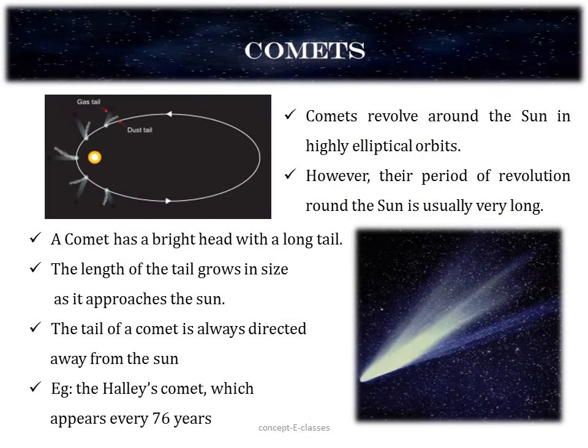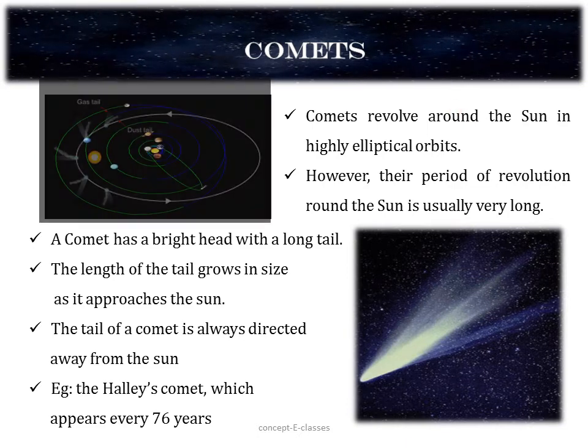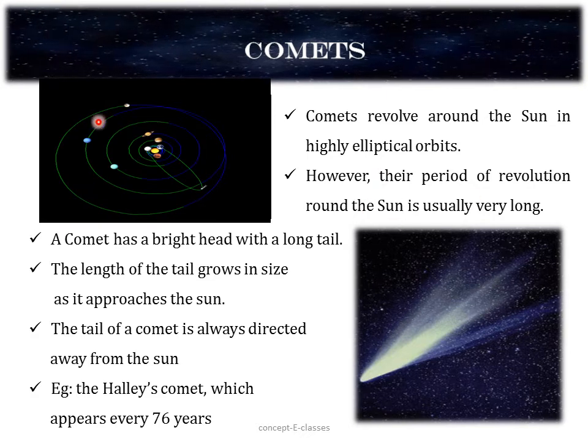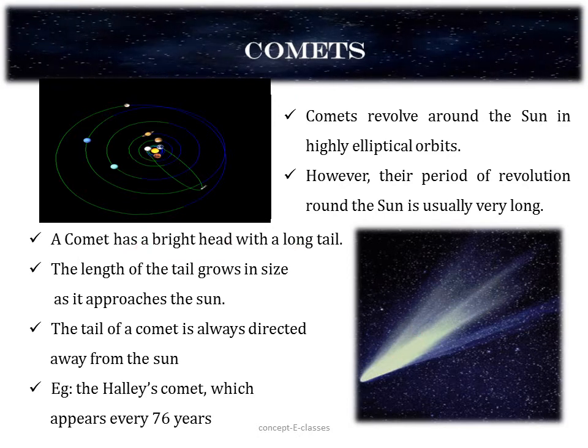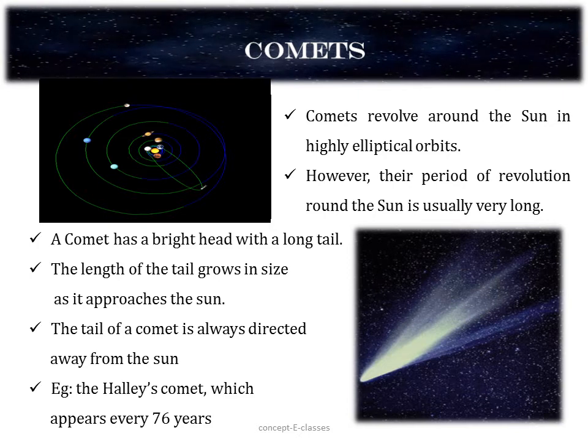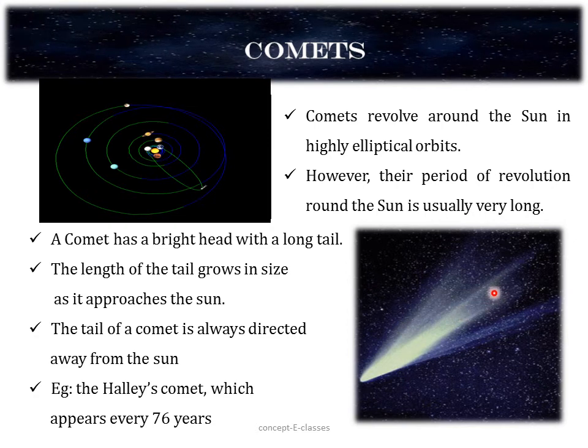The comets are also members of our solar system, and they revolve around the Sun in highly elliptical orbits. However, the period of revolution around the Sun is usually very long. That is, it takes a number of years for them to complete one revolution around the Sun. Now, the comet has a bright head with a long tail. Actually, the comet is an icy small solar system body that when it passes close to the Sun, it warms and begins to release gases.